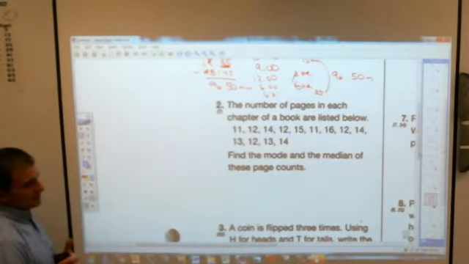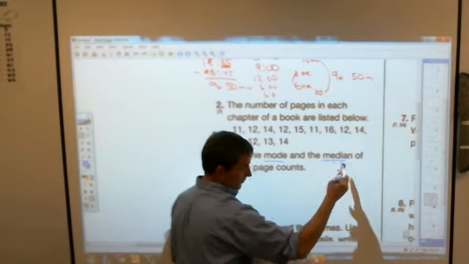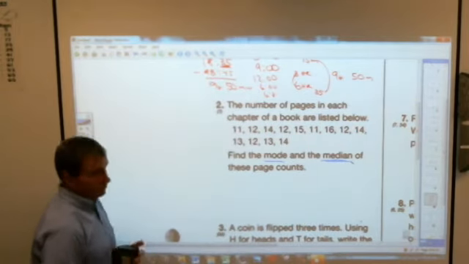I just added them all. You added them all to find what? Because that would be the average, and it doesn't ask you for the average. It asks you for the mode, which is the one that happens the most, and the median, which is the one in the middle. Neither one of those would you have to add.